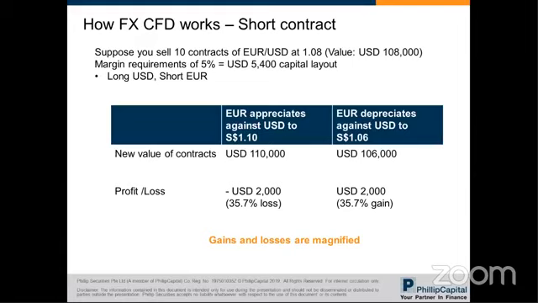On the reverse, in a better scenario whereby you are right that USD appreciates against the Euro, and the Euro depreciates against USD to $1.06, you make a gain of 2,000 USD, which translates to a 35.7% gain. Likewise, because of the leverage effect of this CFD contract, you magnify your gains and losses.